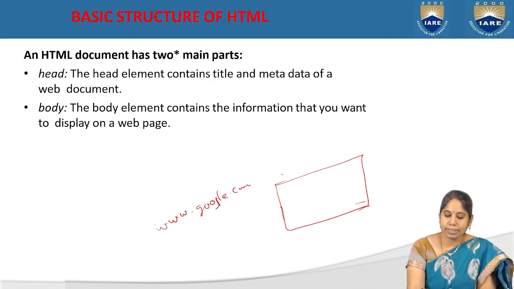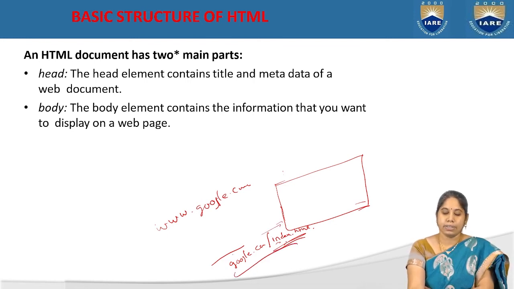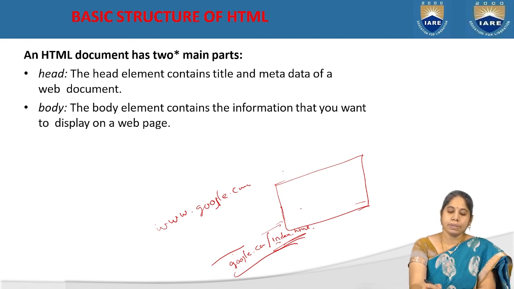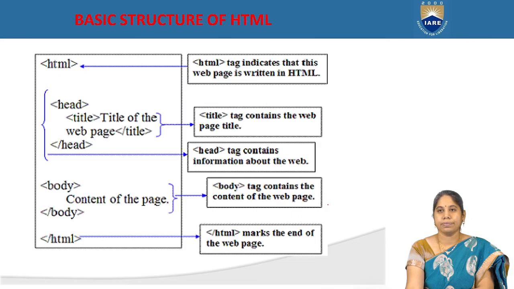So you may have seen that in the address bar, after google.com/ there is a slash and some index.html like this. This index.html is what title you want to give to the website. That portion will appear in your header part, and the body part contains what you actually want to display on this web page. That information you can provide in the body part.